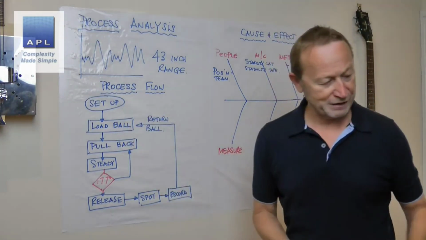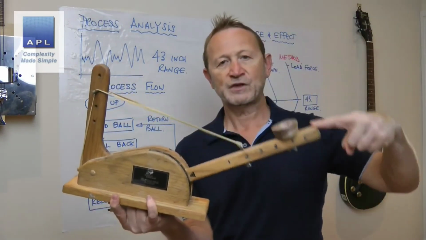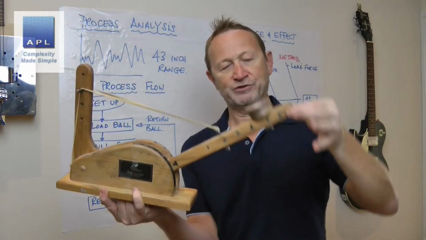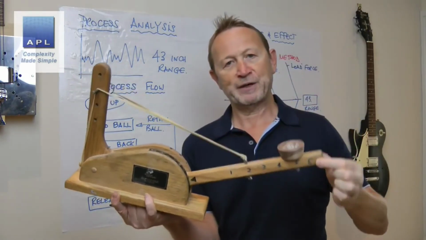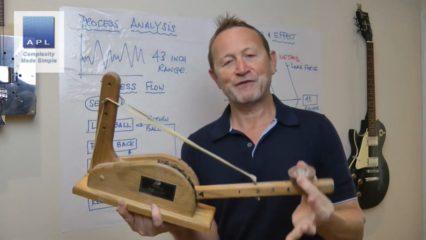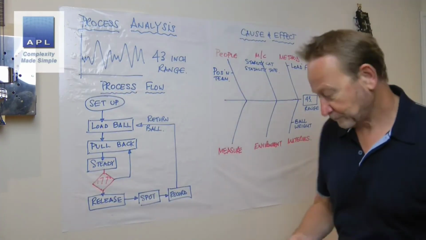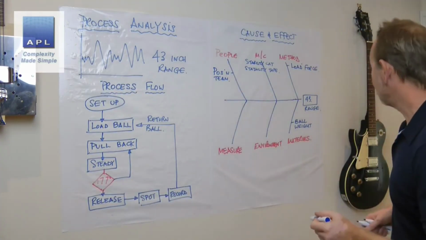Okay, so we've gone setup, we've gone load ball. Okay, pulling the arm back. So what are the variables of pulling the arm back? Well, it's all about what technique we're using. So different operators, some people are pinching it, some people are putting their finger on there, some people are grabbing the cup. Yeah, so at the pullback, we are going to put under method.